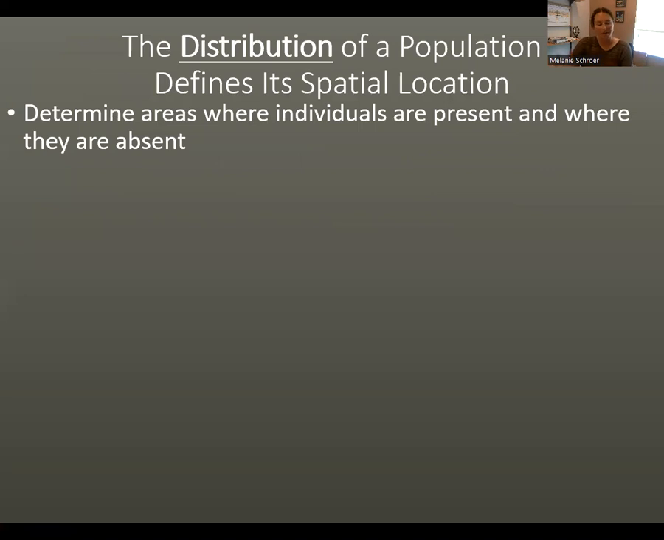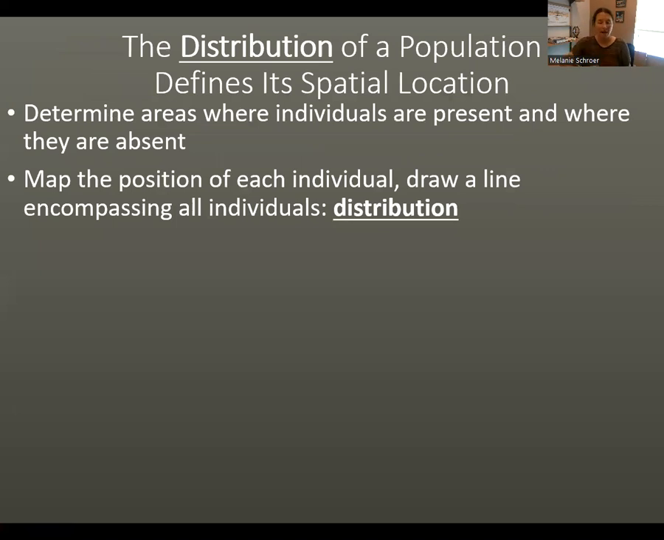Okay, so once we have defined what an individual is, some of the things that we can say about populations are, for example, the distribution. The distribution is essentially determining the area where these individuals are versus where they're not, right? What is the distribution? We can map the position of each individual, okay?